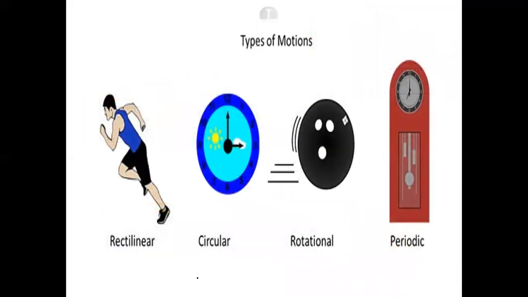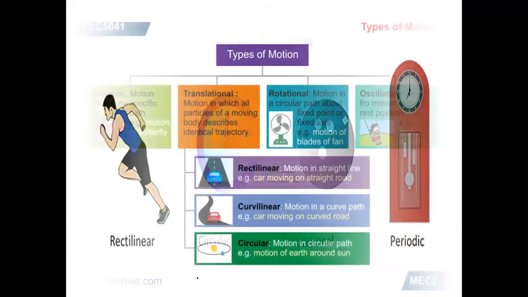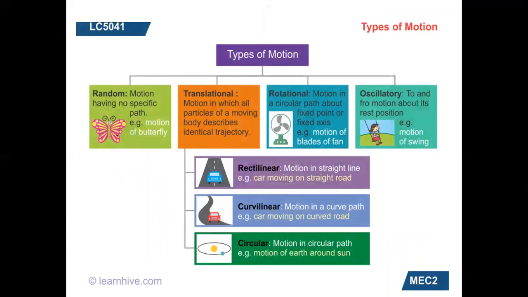Now, let's talk about motion. These are some types of motion: rectilinear, circular, rotational, and periodic. First, we will talk about random motion, having no specific path. For example, the motion of a butterfly is known as random motion.